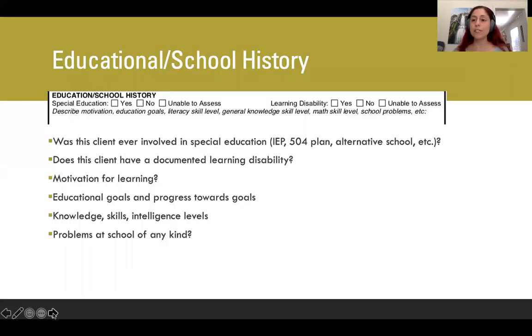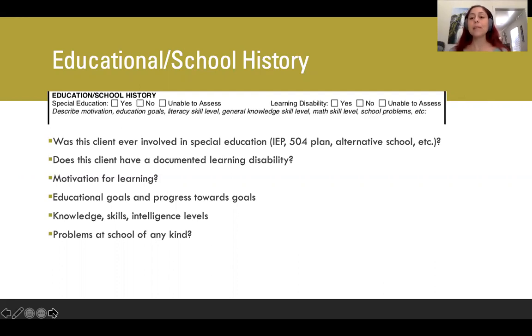So first, the first section that you'll encounter here is the education or school history. And you'll see up at the top that it gives you two checkbox areas, one to check off special education and one to check off learning disabilities. If the client does not have any of these, you would check off no. If they do, you would check off yes, and you would elaborate in the narrative portion. What has their experience in special education been, for example? What kind of learning disability do they have? How is it affecting them?